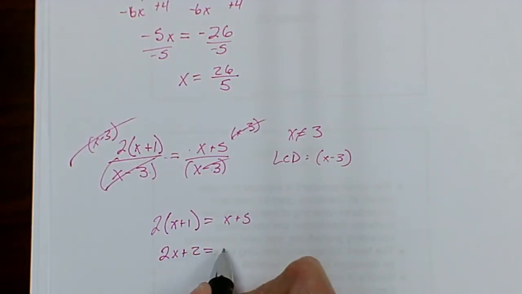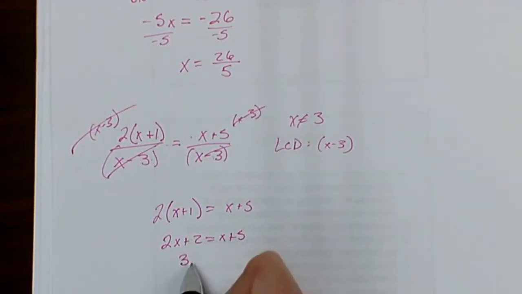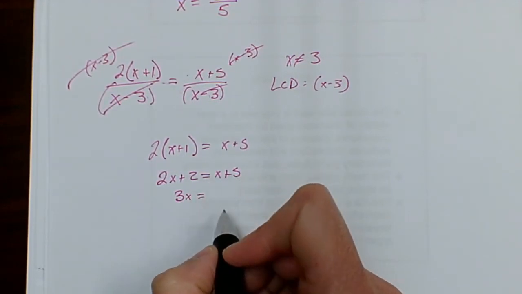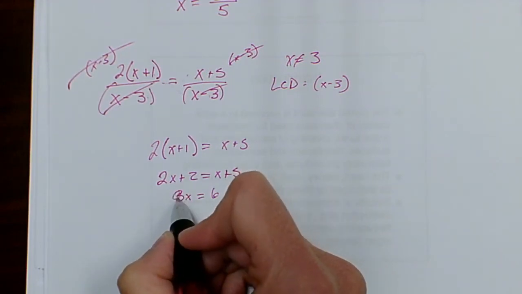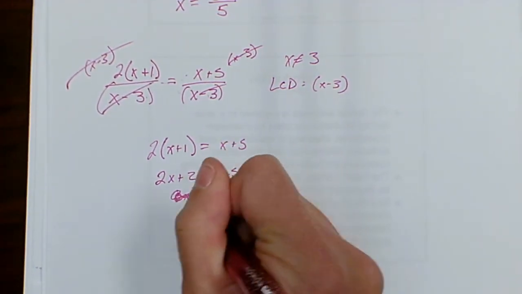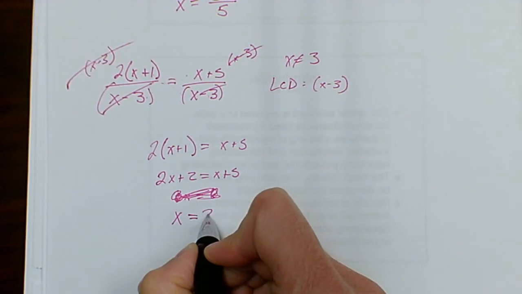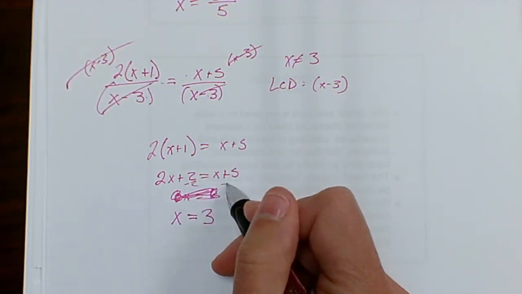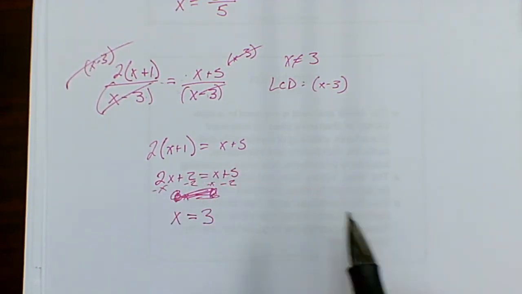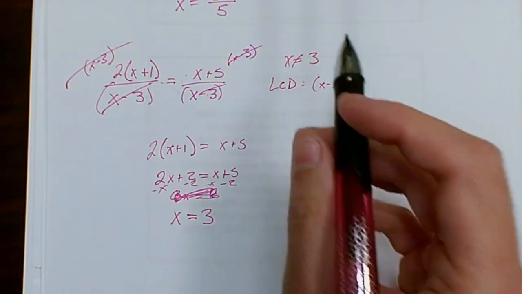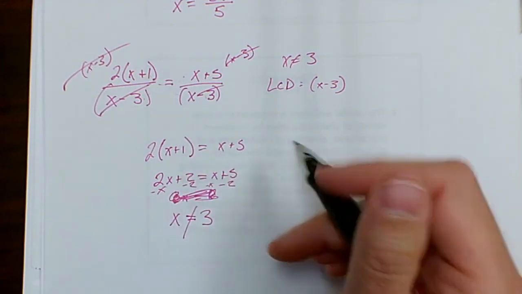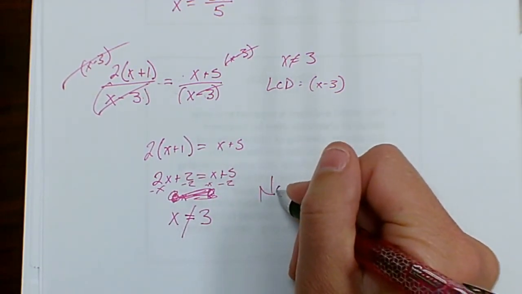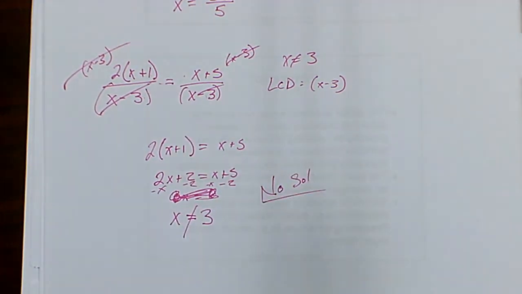2x plus 2 equals x plus 5. Get 3x equals 6. Now we'll get, oh my goodness, we'll get x equals 3. I knew there was a 3 somewhere. I was overthinking here. Okay, so x equals 3, but if we plug 3 in, we will get a 0 in the denominator, so we will have no solution. That will conclude this video.